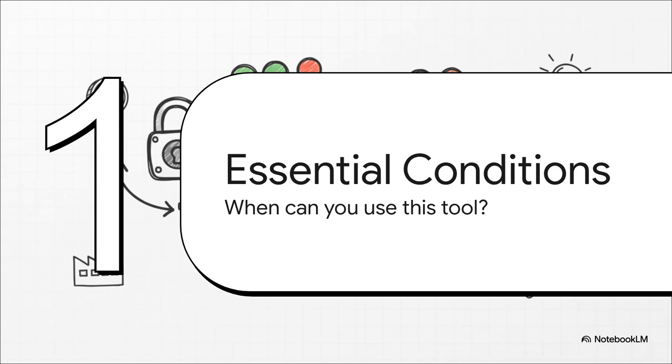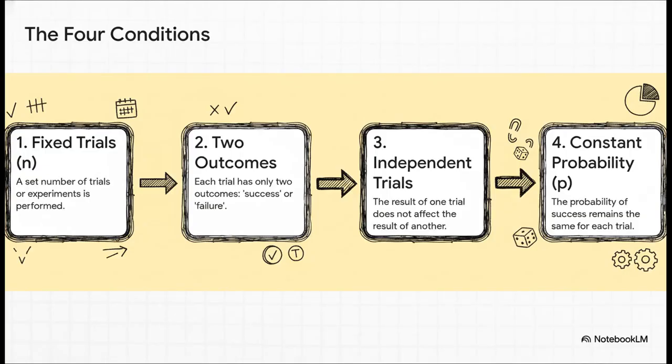Okay, but here's the catch. You can't just use this tool whenever you want. Nope. It only works if a situation meets 4 very specific conditions. Let's break down what those are. All right, think of these as the 4 commandments of binomial distribution.